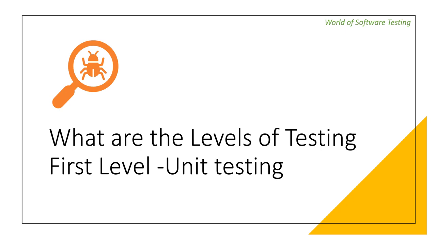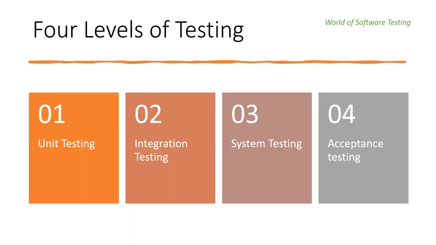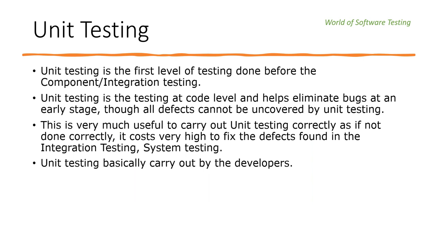So in this lecture, we'll start discussing the levels of testing. What are the levels of testing? And we'll discuss the first level of testing, that is unit testing, in this lecture. There are a total of 4 levels of testing. The first one is unit testing, the second is integration testing, the third is system testing, and the fourth is acceptance testing. In this lecture, we'll go through the first level of testing, that is unit testing.